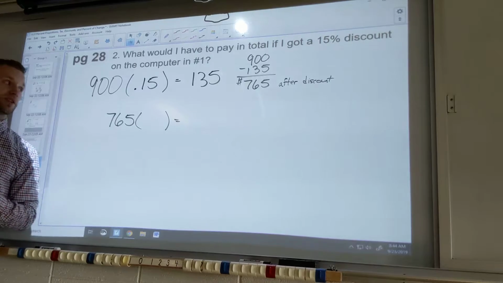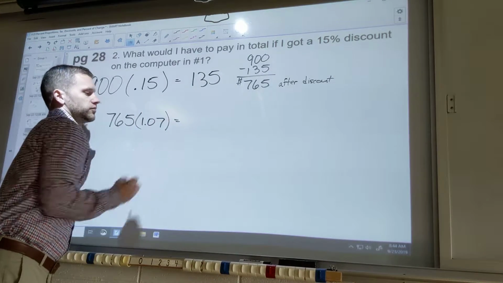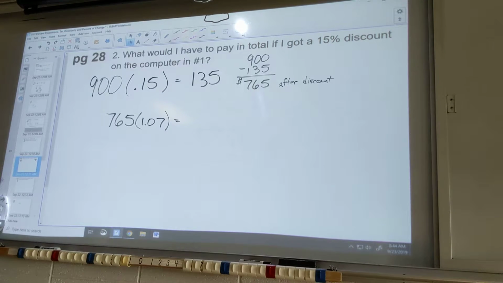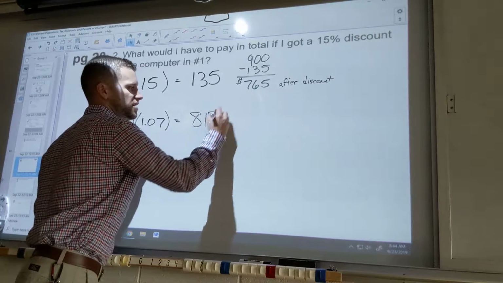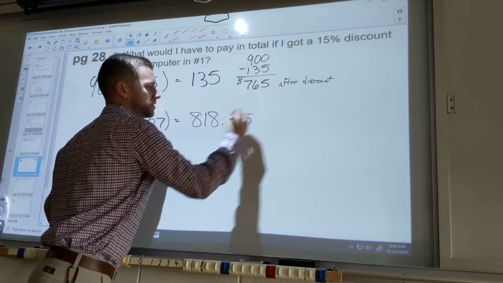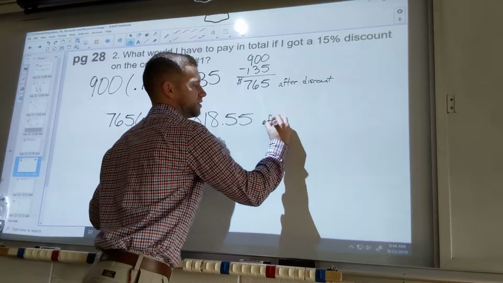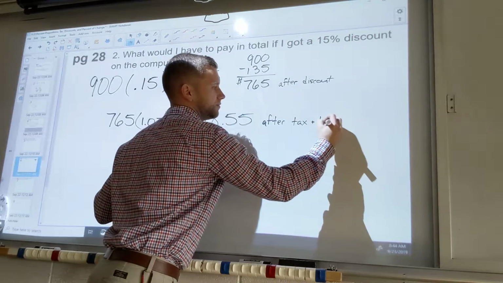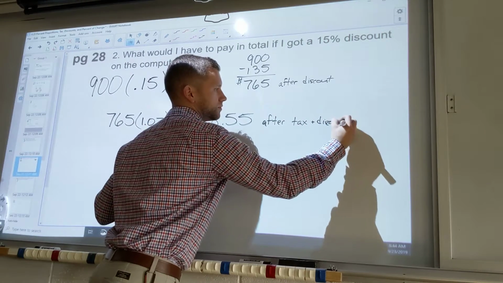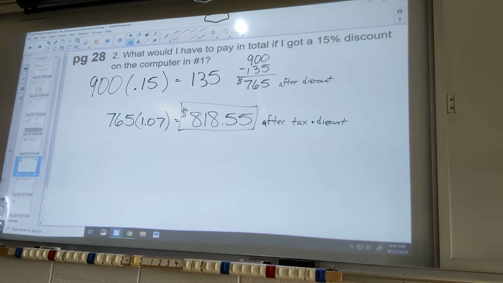We can also multiply by 0.07 and then add it on. But let's go ahead and do the 1.07. When we multiply 765 by 1.07, we end up getting an answer of 818 and 55 cents. This would be after tax and discount. So the answer to our problem is $818.55.